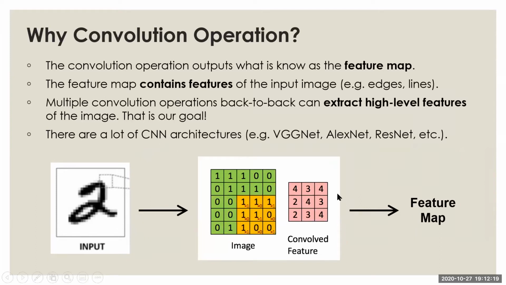So the output is a feature map, right? So why do we want to do this? Well, the feature map contains the features of the input image, for example, edges, lines. And then if we do this operation multiple times back to back, right, we can actually extract high-level features of the image, and that's our goal. So for example, if you want to detect maybe a face, then you can do multiple convolutions using multiple kernels, of course. And then in the first few layers, maybe the features are simple, such as lines or edges. But then at the later layers, you can find features such as maybe nose or eyes or something like that.